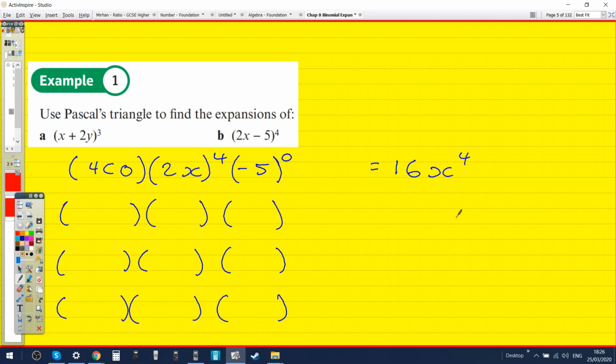Yep. And then the next row is 4 choose 1, then 2x to the power of 3, I think. And minus 5 to the power of 1. And so what I'd recommend is that you fill all these in first. Choose 2.